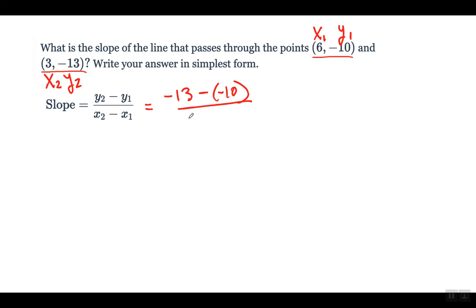And on the bottom, x2 minus x1, which will be 3 minus 6. The formula says whatever y2 is minus whatever y1 is. So y2 is negative 13 minus whatever y1 is. y1 is negative 10. So it's negative 13 minus negative 10.